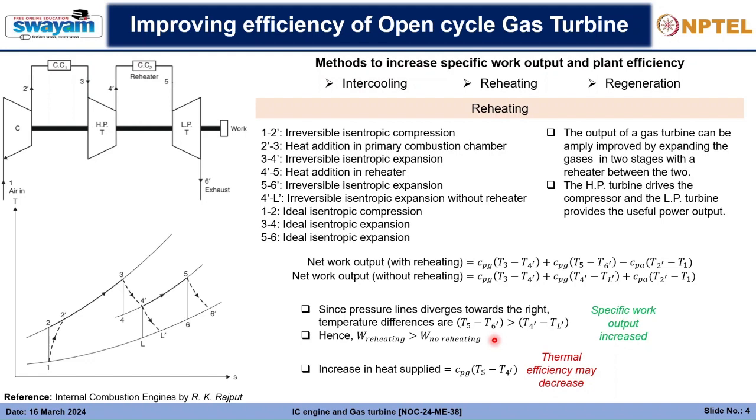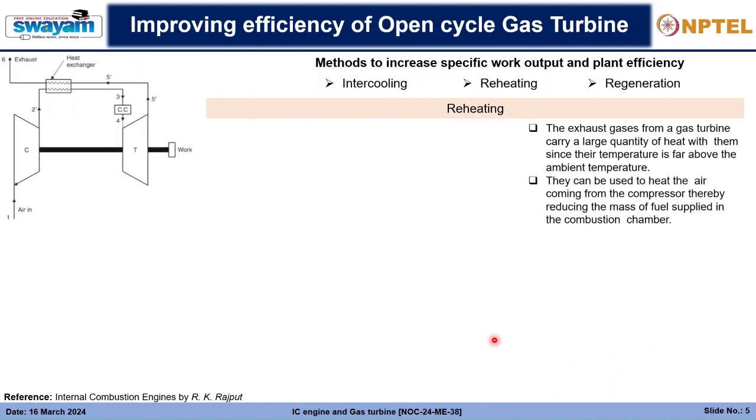So this was the case of how to increase the specific work output by sacrificing some amount of thermal efficiency, or maybe not, considering a possible increase in the thermal efficiency. Then we come to the last case, which is the regeneration. Actually, pardon my mistake, this is the regeneration part.